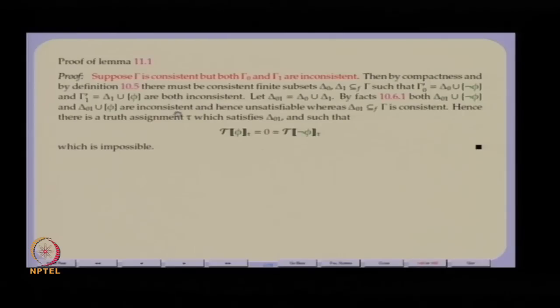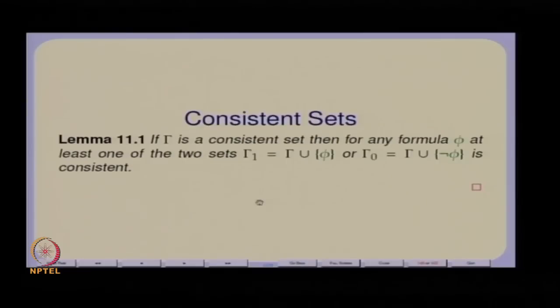inconsistent and hence unsatisfiable. If that is so, then there is a truth assignment tau which satisfies every formula in delta 0,1 and such that for both phi and not phi, it gives me 0, which is impossible, right? So there is a simple proof by contradiction to show that given any consistent set, I can add for any formula phi, either phi itself or the formula not phi and still maintain consistency.